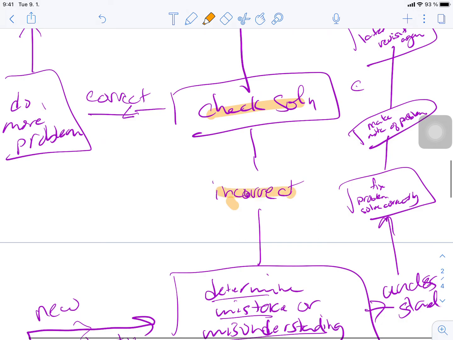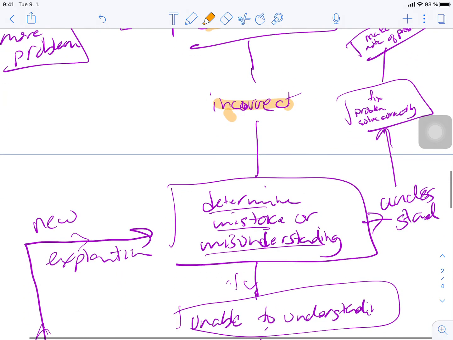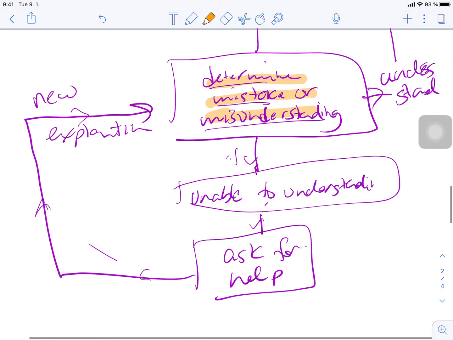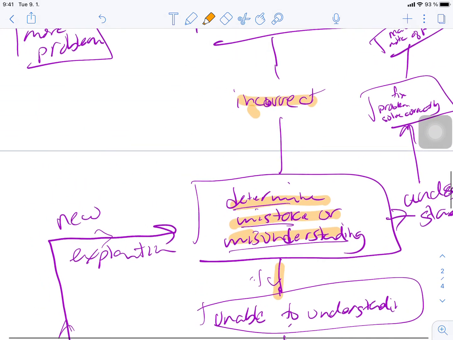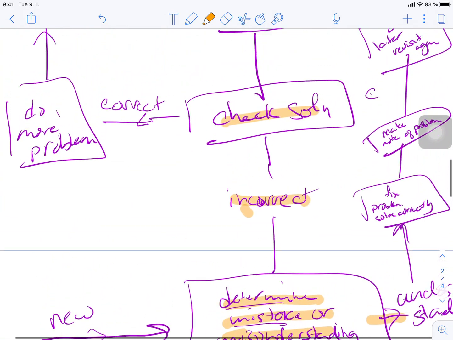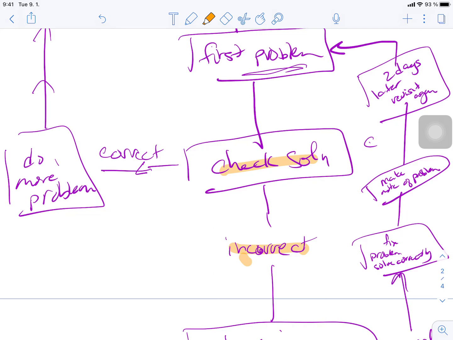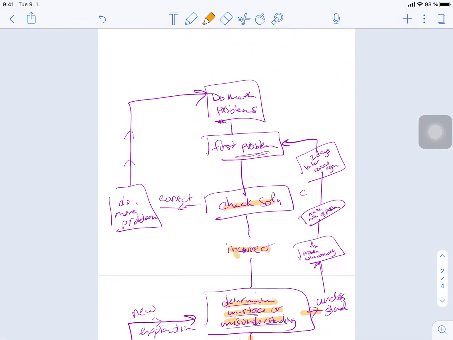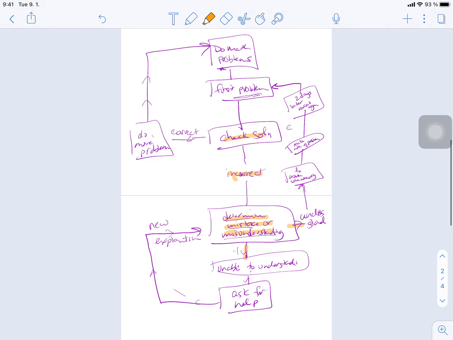if you're still incorrect, and sometimes that happens, then again you go through here. You determine your mistake or misunderstanding. You go down this way, unable to understand, you ask for help. Or maybe then you understand again. But you want to keep going back and doing the first problem until you can do it without assistance from anyone else. And that's actually the key to doing mathematics, is following this simple little flow chart here. If you can do that, that should serve you well.